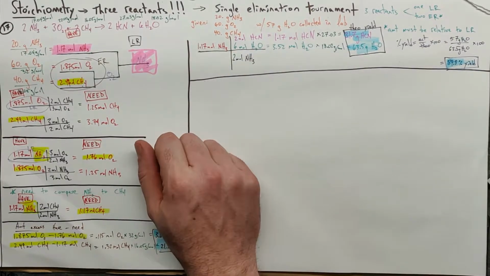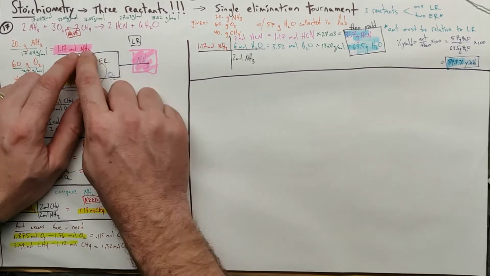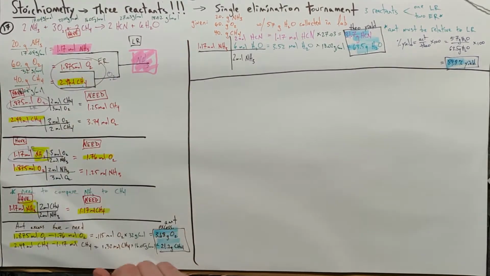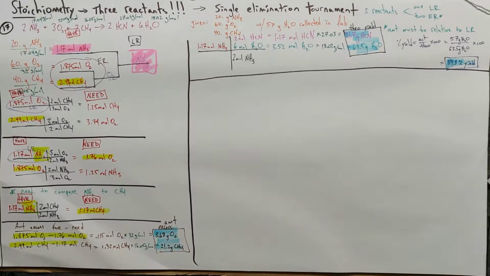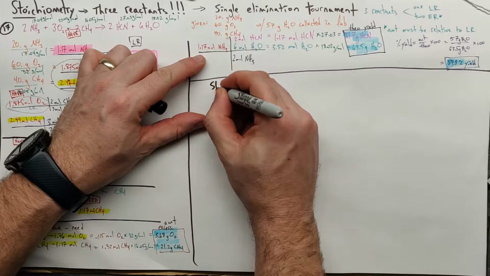So what I would say in the big picture, and as we look at the next problem, is best case scenario would be to start out your tournament with NH3. And I'm not even going to do it too detailed, but let's just pretend. So let's say slightly more efficient.